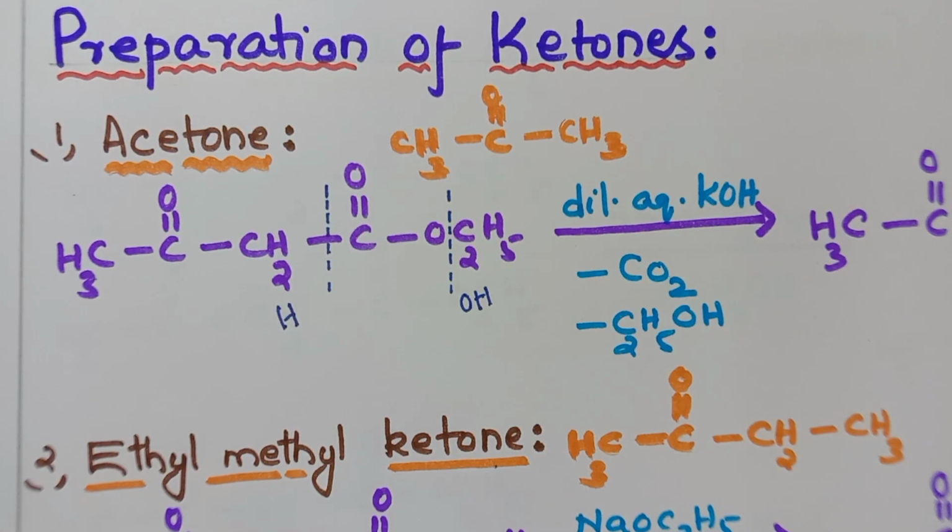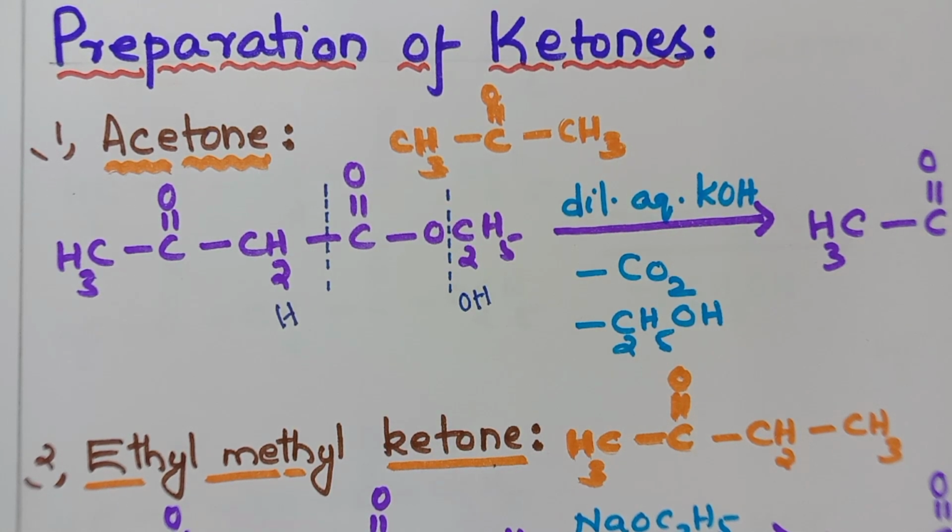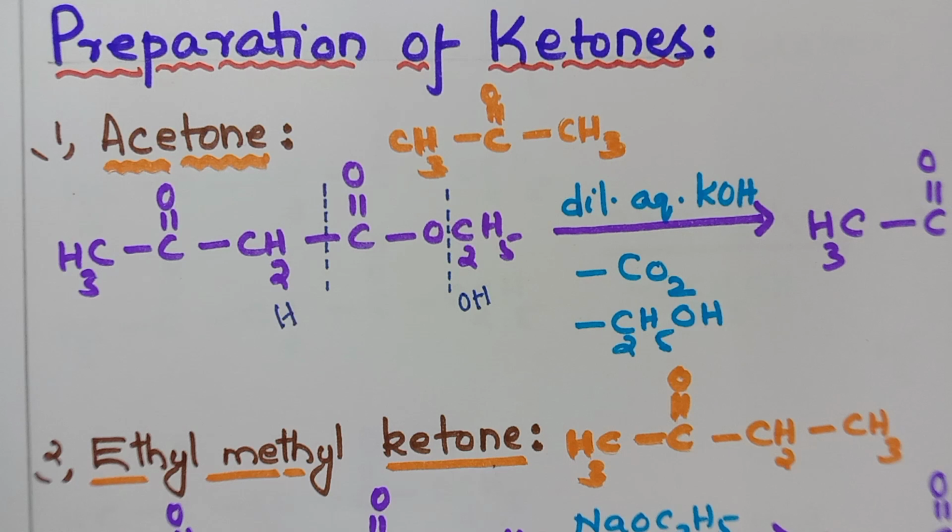So students, we completed the preparation of ketones and diketones using dilute aqueous KOH. So this comes under ketonic hydrolysis, okay, under active methylene compounds. So we completed acid hydrolysis and also ketonic hydrolysis.